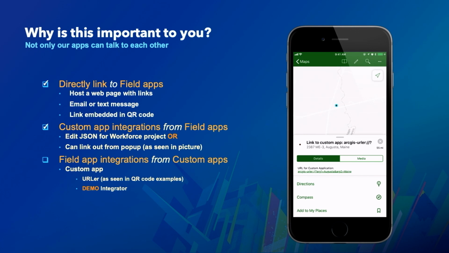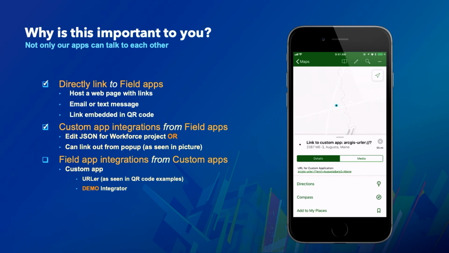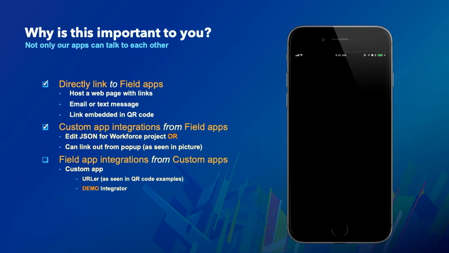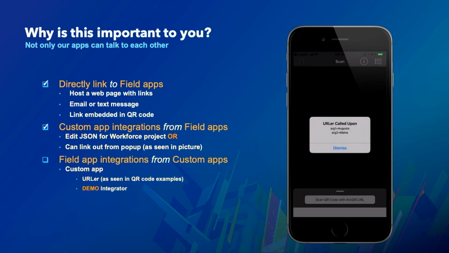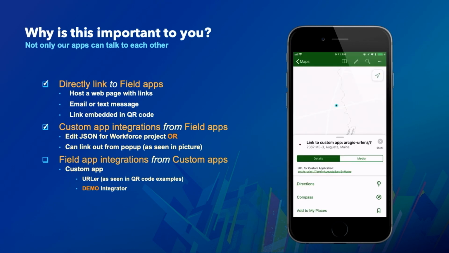So like we saw with the workforce project, you can modify your project to have custom integrations, but you can also link out from a pop-up. So we have a lot of organizations that are actually putting their own custom integrations in a custom attribute display in a feature pop-up, and then you're able to just tap on that hyperlink from the feature. You can even do field app integrations from your custom apps.